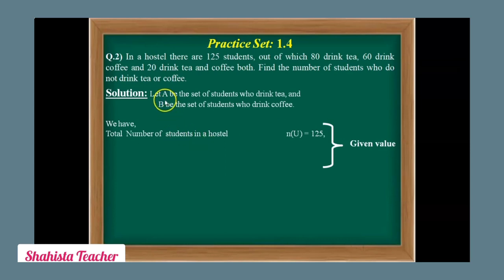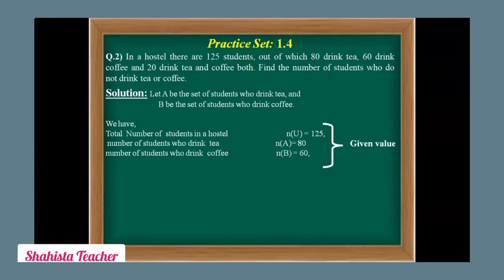For them we have written here A. A represents the set of students who drink tea. So number of students who drink tea, number of A is 80. After that, number of students who drink coffee is 60. For them we have written set B. So number of students who drink coffee, number of B is equal to 60.